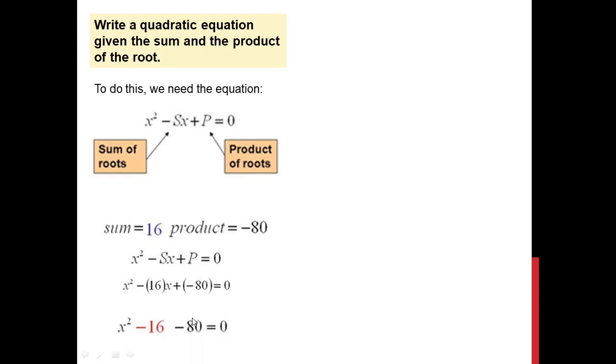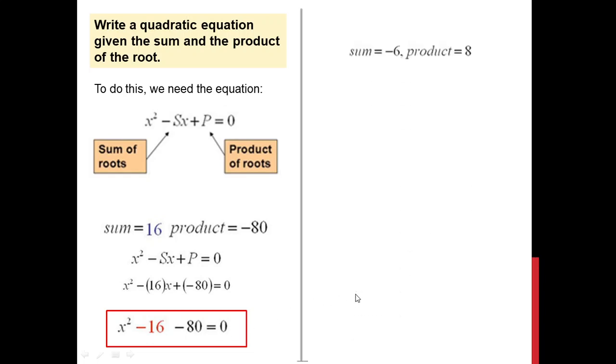Simplifying this one, you have x squared minus 16. Notice here that you have two signs. You need to multiply the two signs. Positive times negative is equal to negative 80. Therefore, the quadratic equation with the sum of 16 and the product of negative 80 as their roots is x squared minus 16 minus 80 equals to 0.